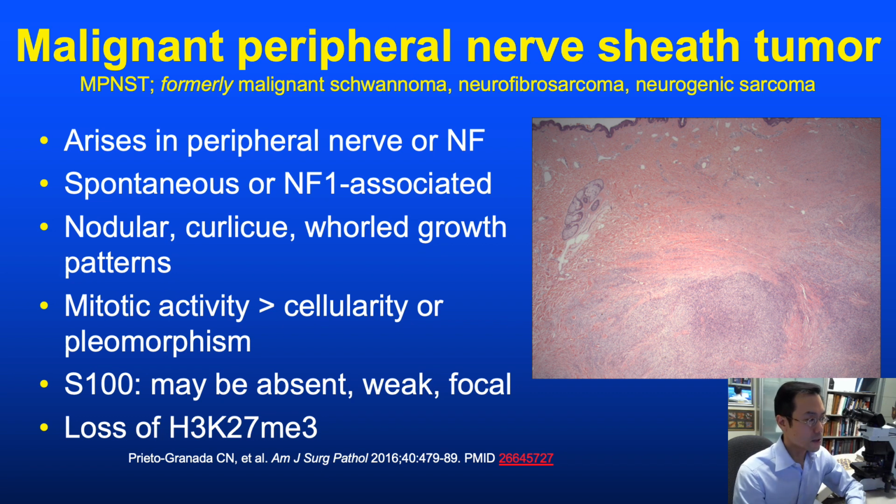In addition, S100 is usually diffusely and strongly positive in desmoplastic spindle cell melanomas, whereas S100 is often absent, weak, or focal in MPNST. And another immunostain that can be used is H3K27me3, which is trimethylated H3K27, or a loss of trimethylation on lysine 27 on histone 3. I can never remember that.